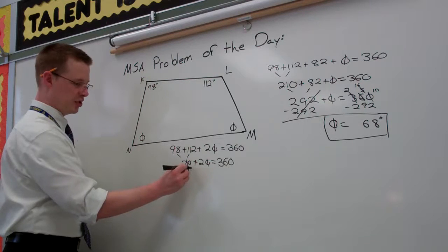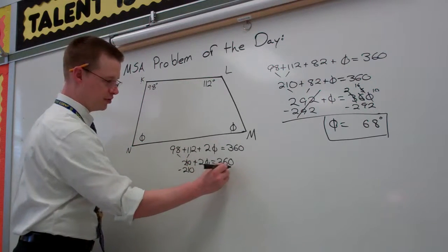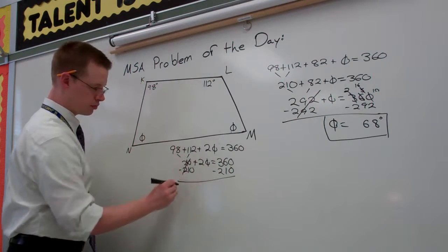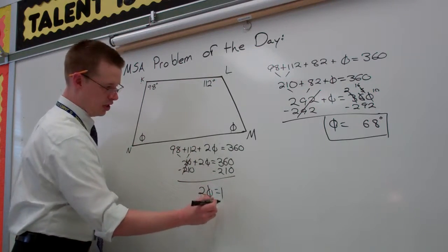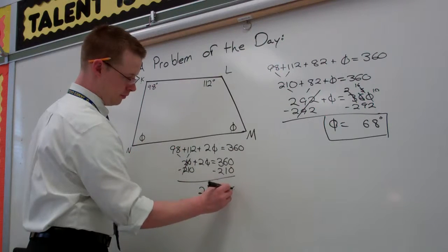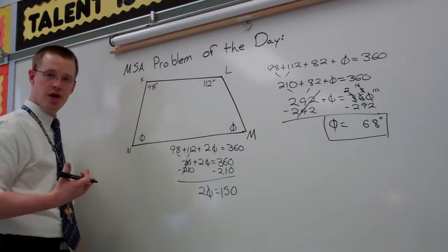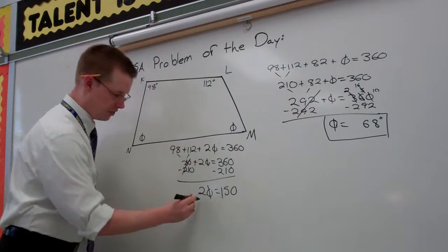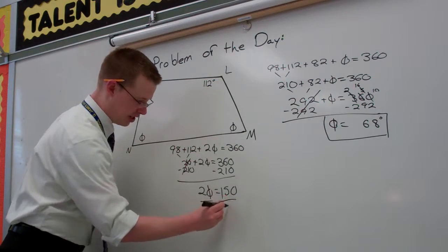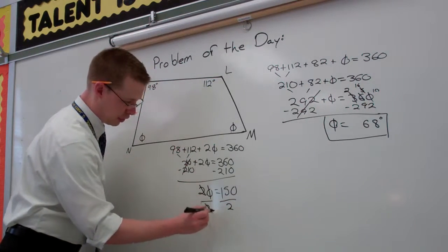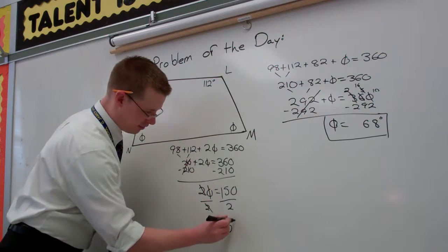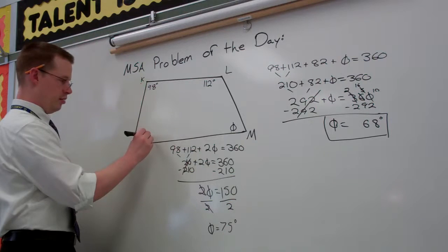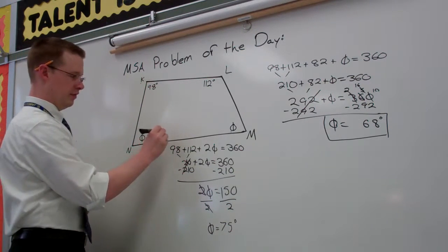One-step equation again, so I subtract 210 from both sides. And I see that 2φ is equal to 150. This was a two-step equation, so now I just did my first step. Here's my second. Divide by 2 to get θ by itself, or φ by itself, I'm sorry. 150 divided by 2 is 75. So that means both M and N would be 75 degrees now.